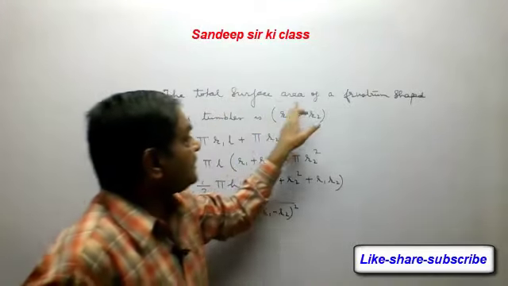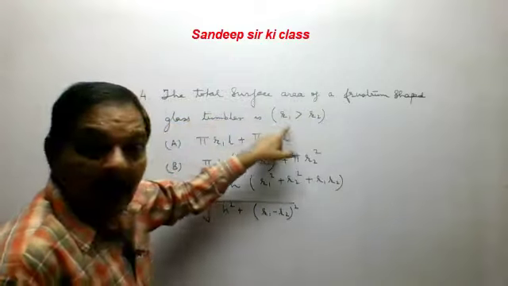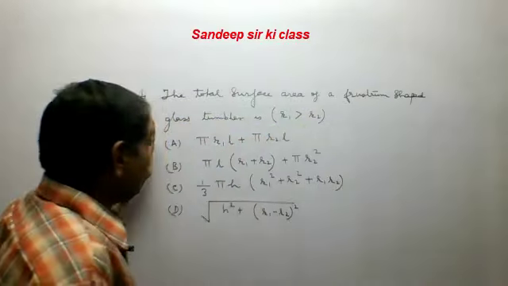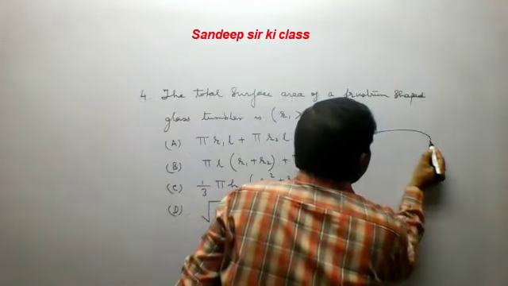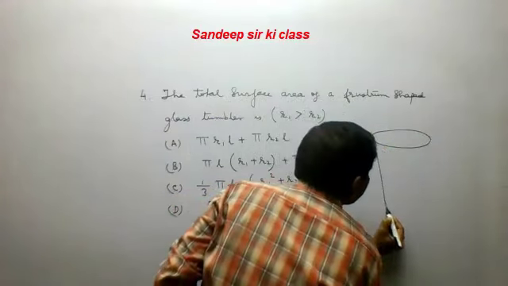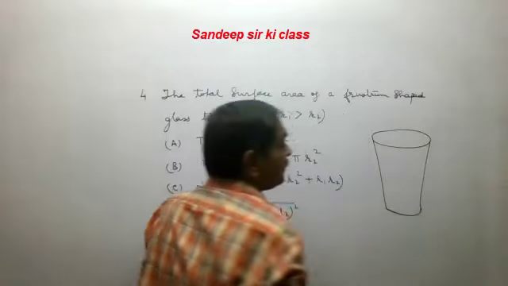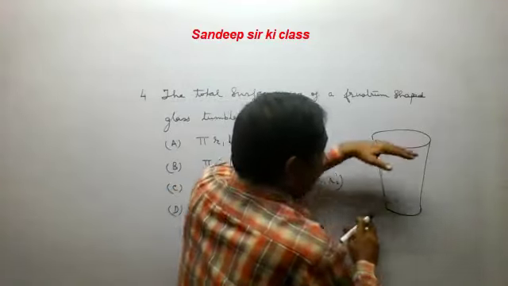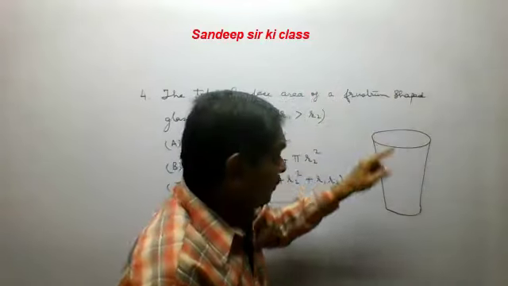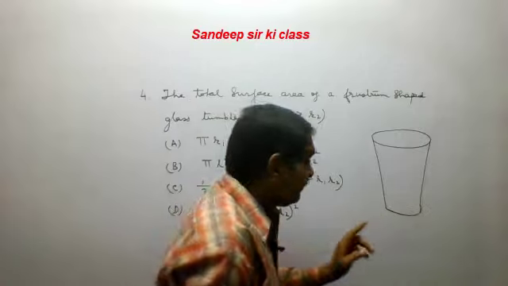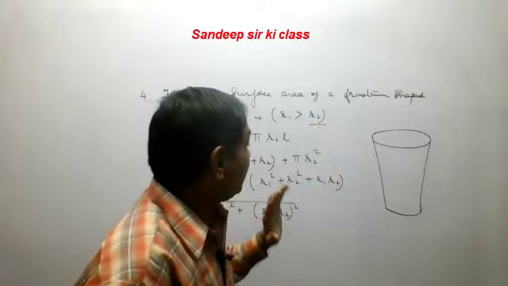The total surface area of a frustum shaped glass tumbler is, where R1 is greater than R2, and these are the 4 options given to us. See, a glass tumbler is of this shape. Now here the top area is not to be included because it is open, whereas the bottom, which has R2 as radius, is to be taken into consideration.